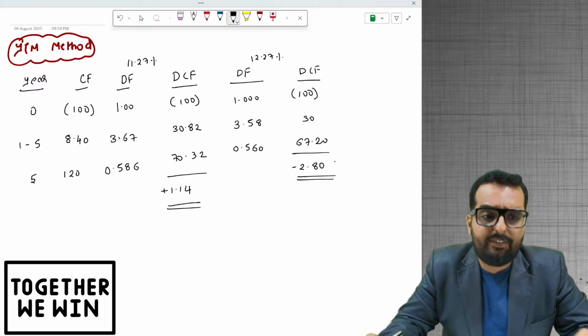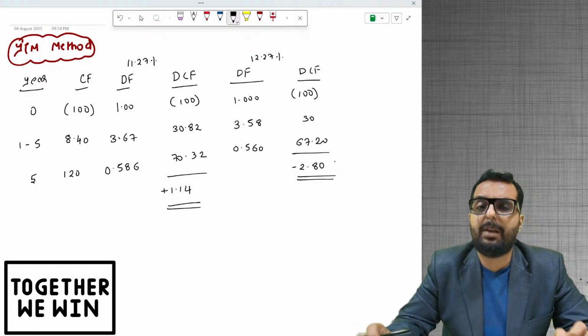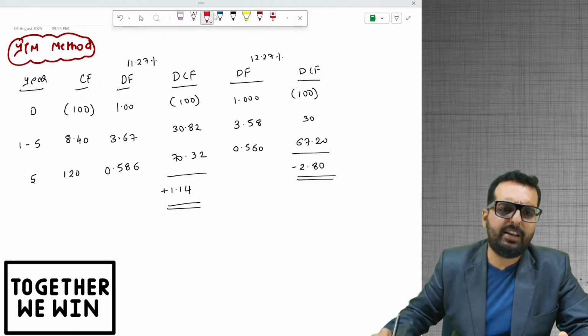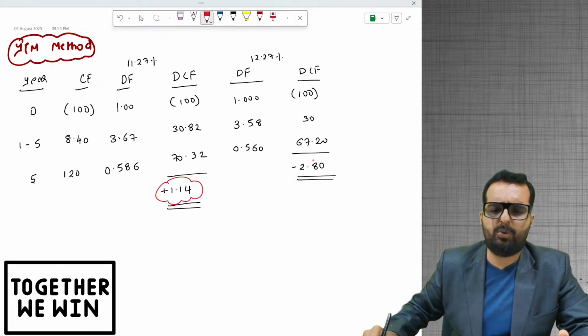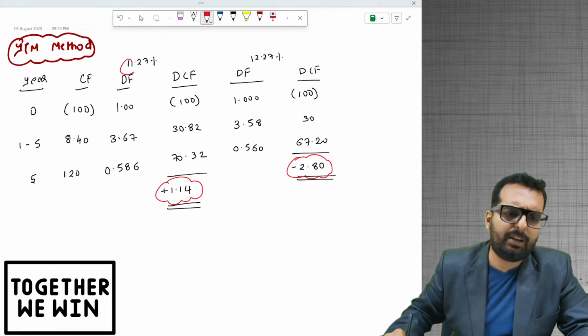So friends, at 11.27, I got plus 1.14. At 12.27, I got minus 2.8. Am I right? Now considering these two things, I am supposed to work out my interpolation. Shall we do that part now?